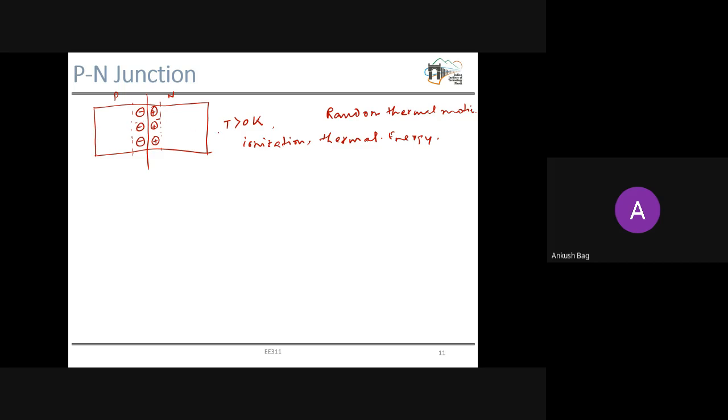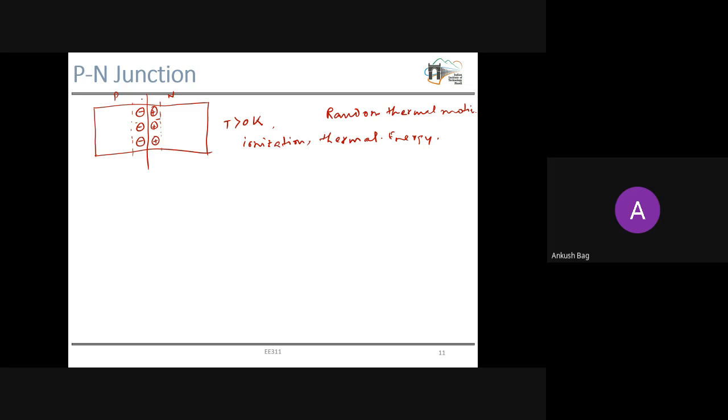But remember, all these free carriers have random thermal motion. Here we have a lot of these free carriers, and at this boundary the electrons will encounter the holes, and similarly the holes will encounter the electrons, at the interface. Then they will recombine, and due to this recombination these ions will be uncovered. And due to this, there will be some electric field.